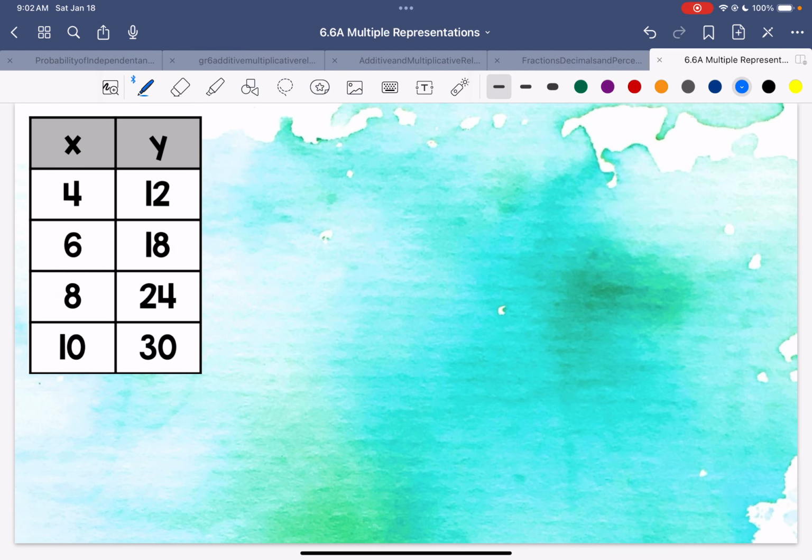How does 4 become 12? Plus 8. Now the question is, does it work all the way through? 6 plus 8 is not 18. However, let's try another way. 4 times 3, does that give you 12? It does. So we're going to keep on trying, make sure it all works. And if you notice, it keeps on working. So that means this is a multiplicative relationship. Every time you multiply 3 by x, you get y. So y equals 3x.